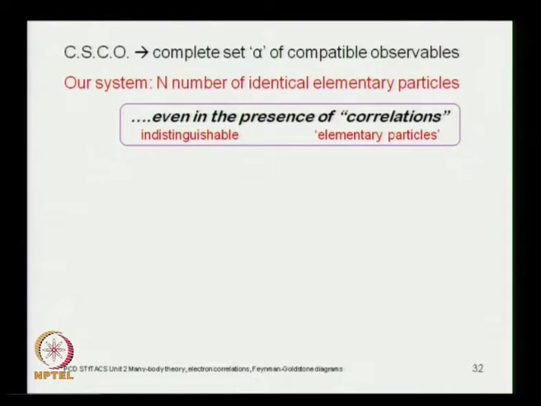So, they are indistinguishable, they are elementary, but we will continue to treat them as elementary particles even in the presence of correlations and even reconciling with indistinguishability, because you may not be able to number them or identify them by some names or numbers or colors, but they do have their intrinsic properties which are fundamental to an elementary particle.